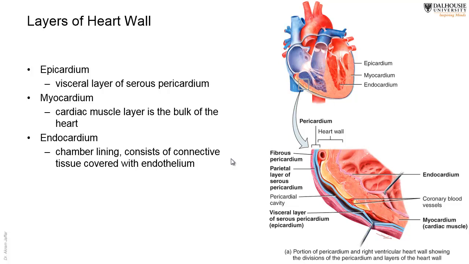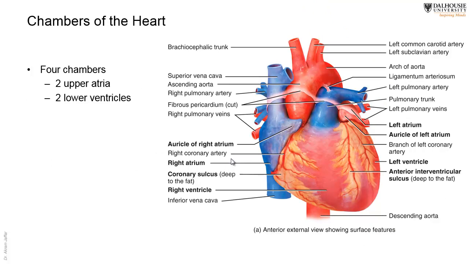So here again, the heart is lined by simple squamous epithelium, which is called the endocardium. Not only the epithelium, but there is some connective tissue added to it. So 3 layers: epicardium, myocardium, which is the thickest, and then the endocardium. These are the layers of the heart. The heart has 4 chambers, 2 atria and 2 ventricles.